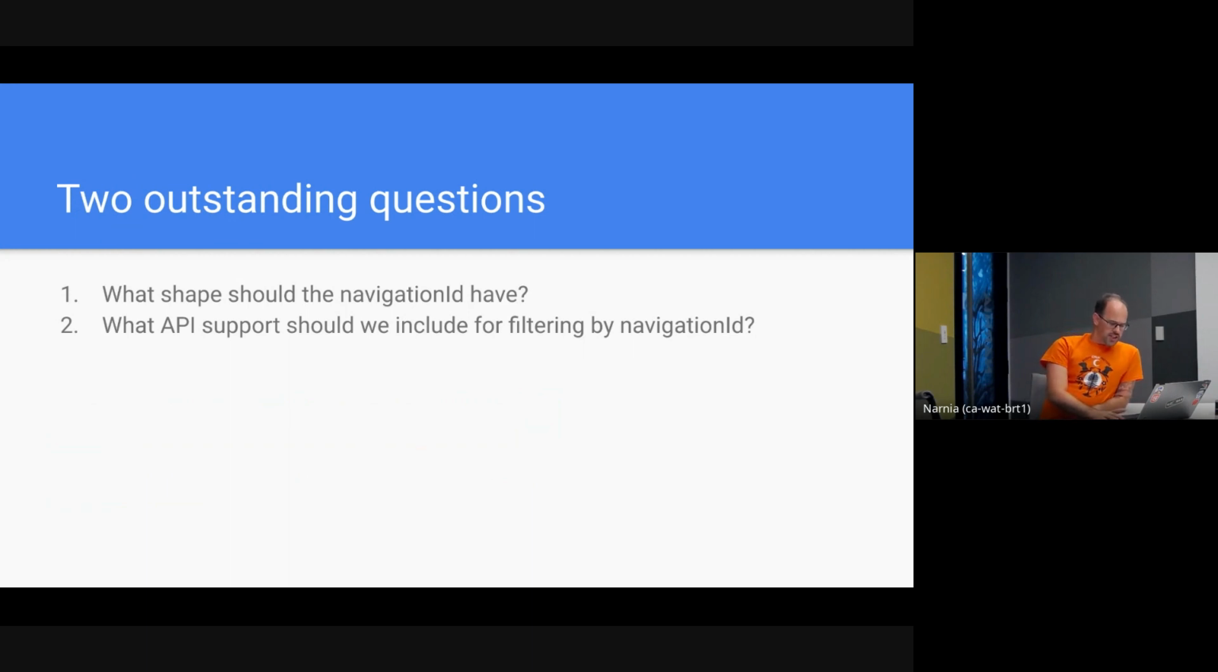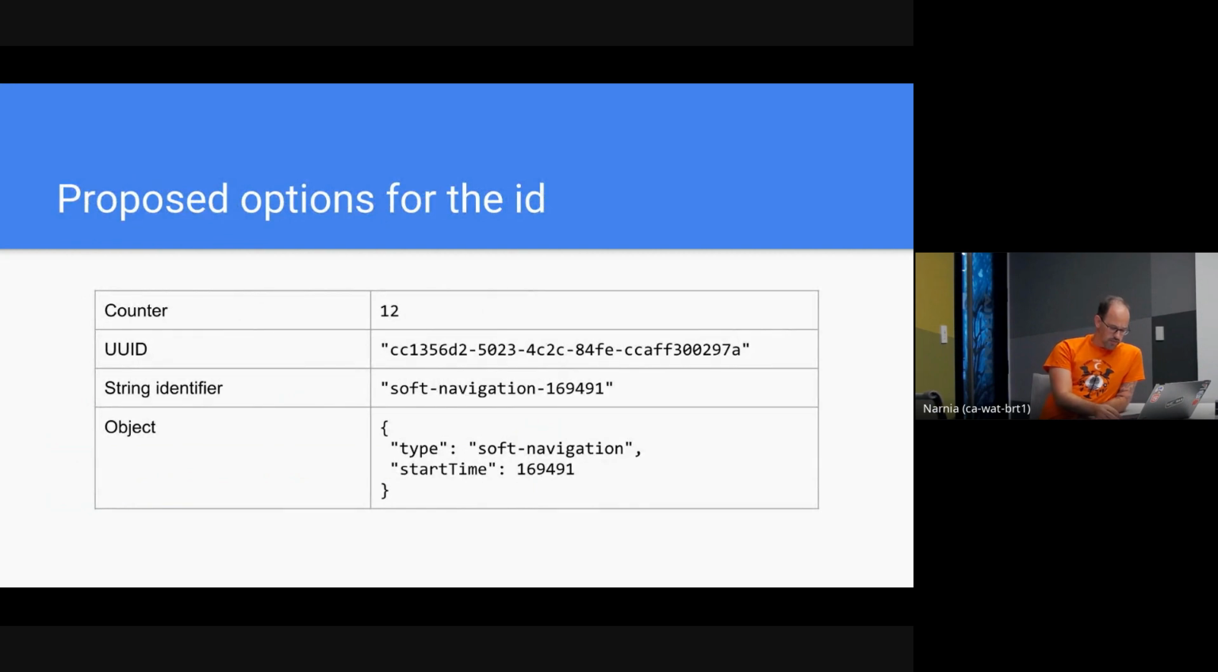So for the shape, initially the proposal was just to have a counter, right? Navigation ID would be a counter starting at 1 or 0 and incrementing every time. We basically said this probably isn't good, because developers are going to start relying on the absolute indexes and start expecting certain things, and that'll potentially stop us from being able to expand the set of navigations.